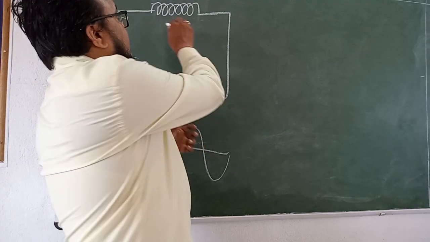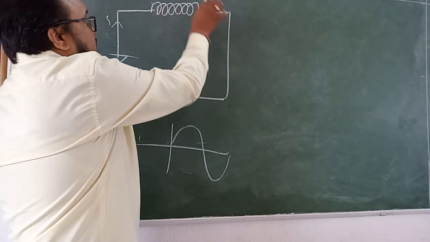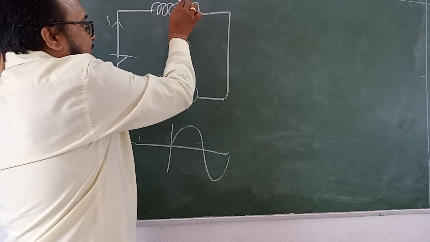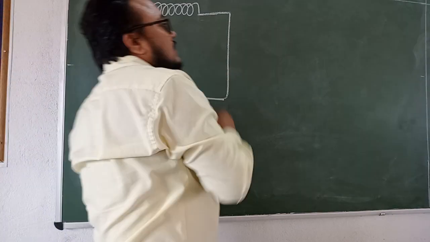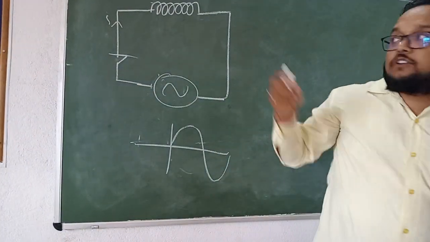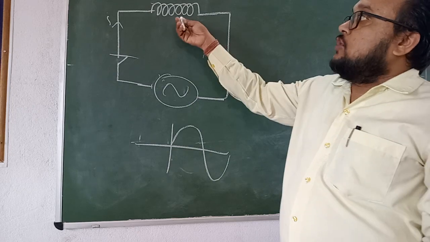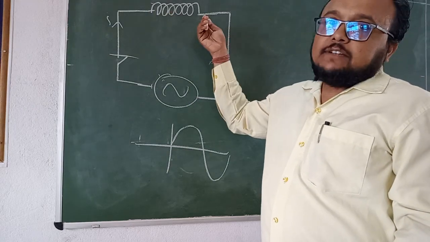Due to which the current is not flowing. If it is an ideal inductor, then the current is not able to flow in the inductor, due to which the AC current will not pass through the inductor.